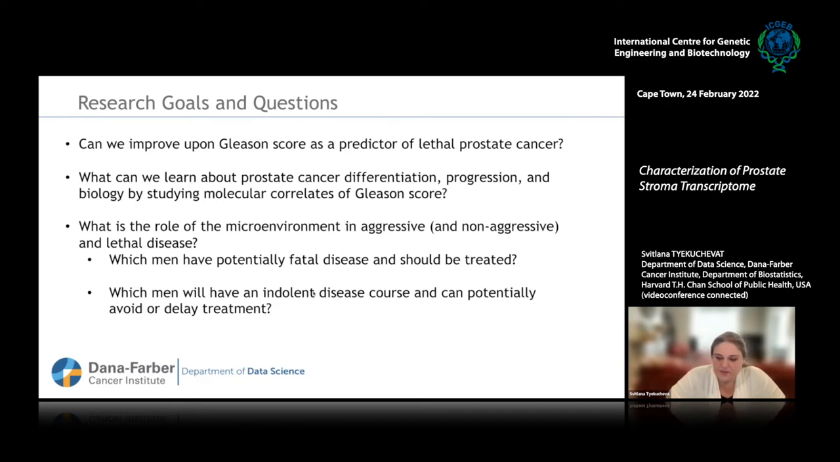The other thing that we were thinking about is that now, with neoadjuvant treatment, what happens is that sometimes the tumor disappears with neoadjuvant treatment.